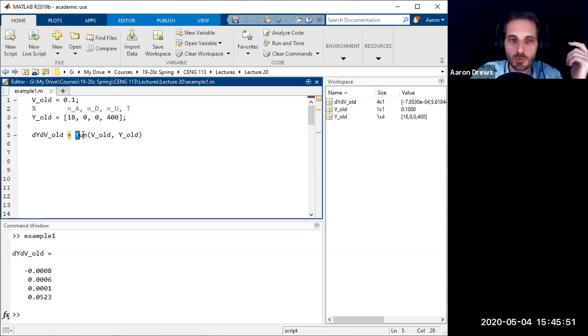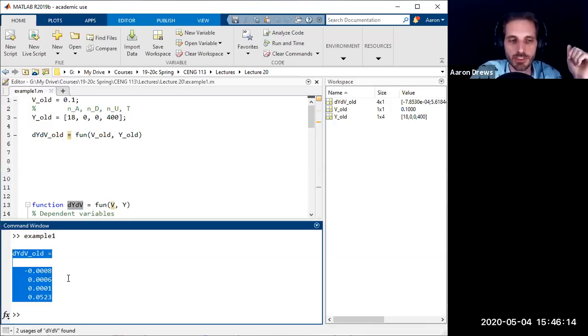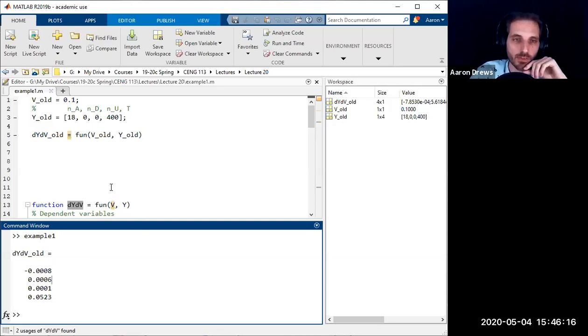So what I did was I used that function, the one that we just wrote, and I passed to it as an input the old volume that we were at, as well as the old value of Na, Nd, Nu, and Nt. Remember, that was exactly the same input that we had defined here, right? Take any V, take any set of Y, and output the corresponding slope. These values that just printed out here are the corresponding values of the slope.